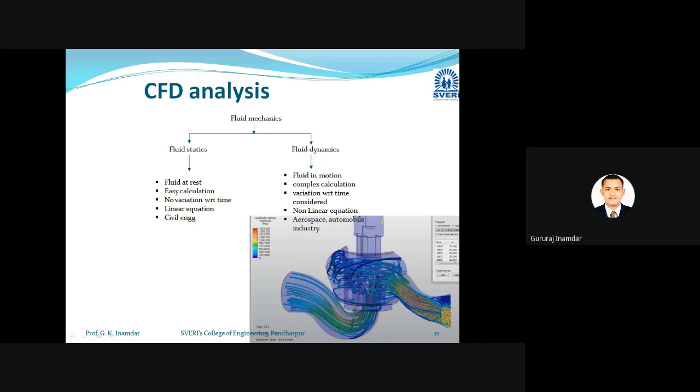Now, if you consider fluid mechanics, there are two types: fluid static and fluid dynamic. Analysis of static fluid and dynamic fluid is also available in CFD software or any finite element method software. What is fluid static? Fluid at rest is static. Fluid in motion is dynamic. Advantages and disadvantages are kept over here. So we will continue to the next point.